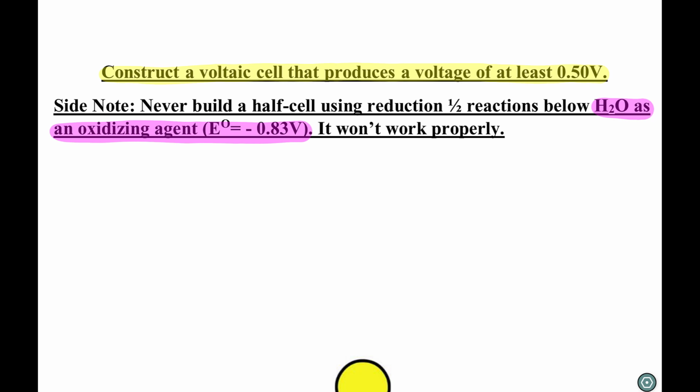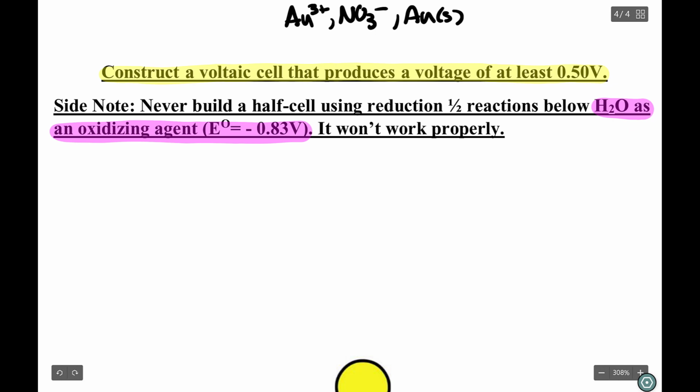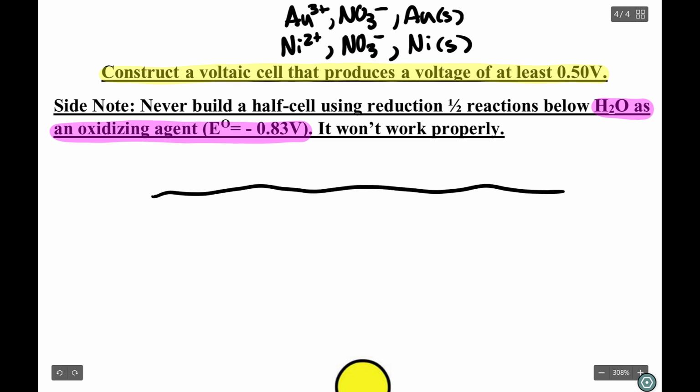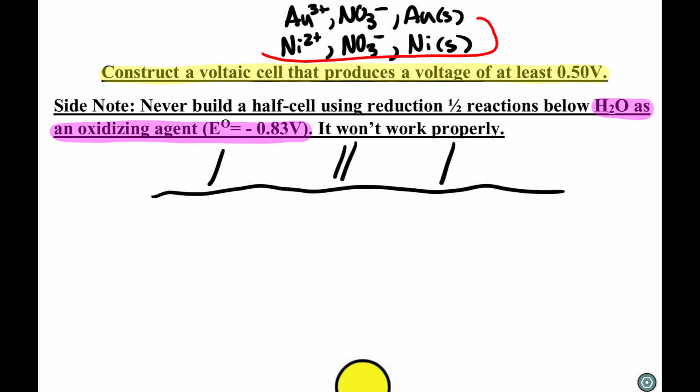So we agreed to make a cell out of gold 3 nitrate and gold solid, as well as nickel 2 nitrate and nickel. So what I would like you to do is fill in the cell notation that would correspond to using these in a cell. Pause now and give it a try.